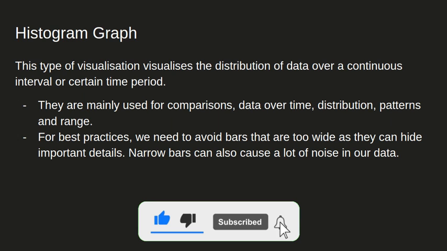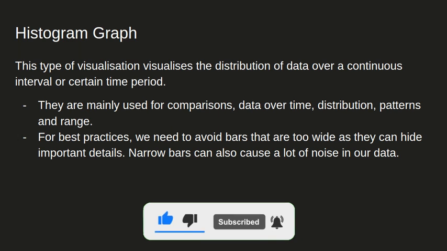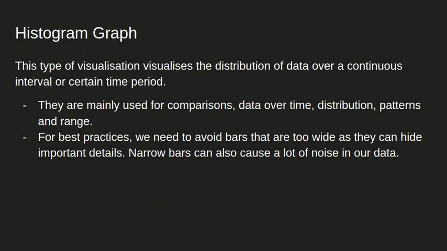Let's look at what a histogram is first. It is a type of visualization that shows the distribution of data over a continuous interval or a certain period. That's basically what a histogram is. They are mainly used for comparison of data over time, the distribution of data, and patterns and ranges inside the data. The best practice to follow when creating a histogram is don't make the bars too wide and don't make them too little either.